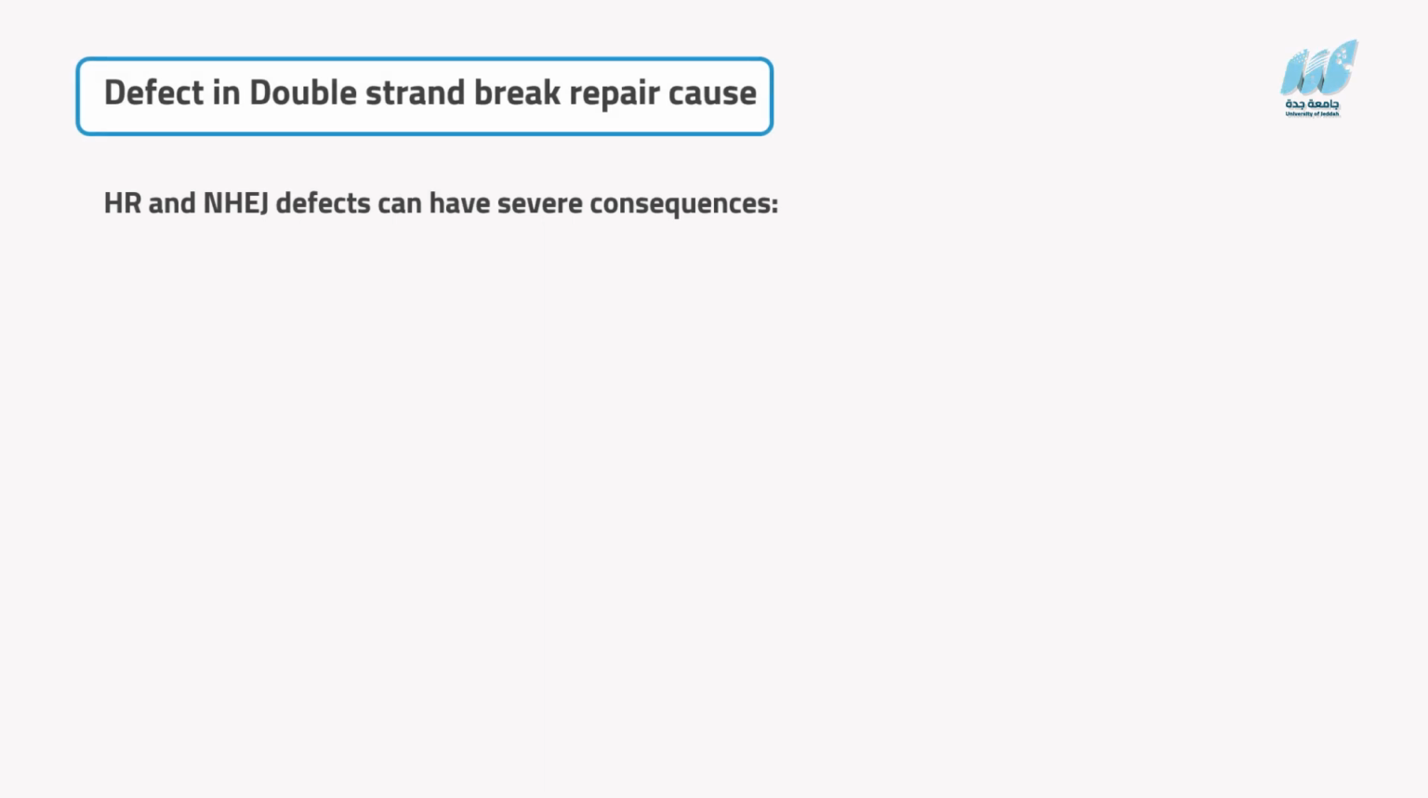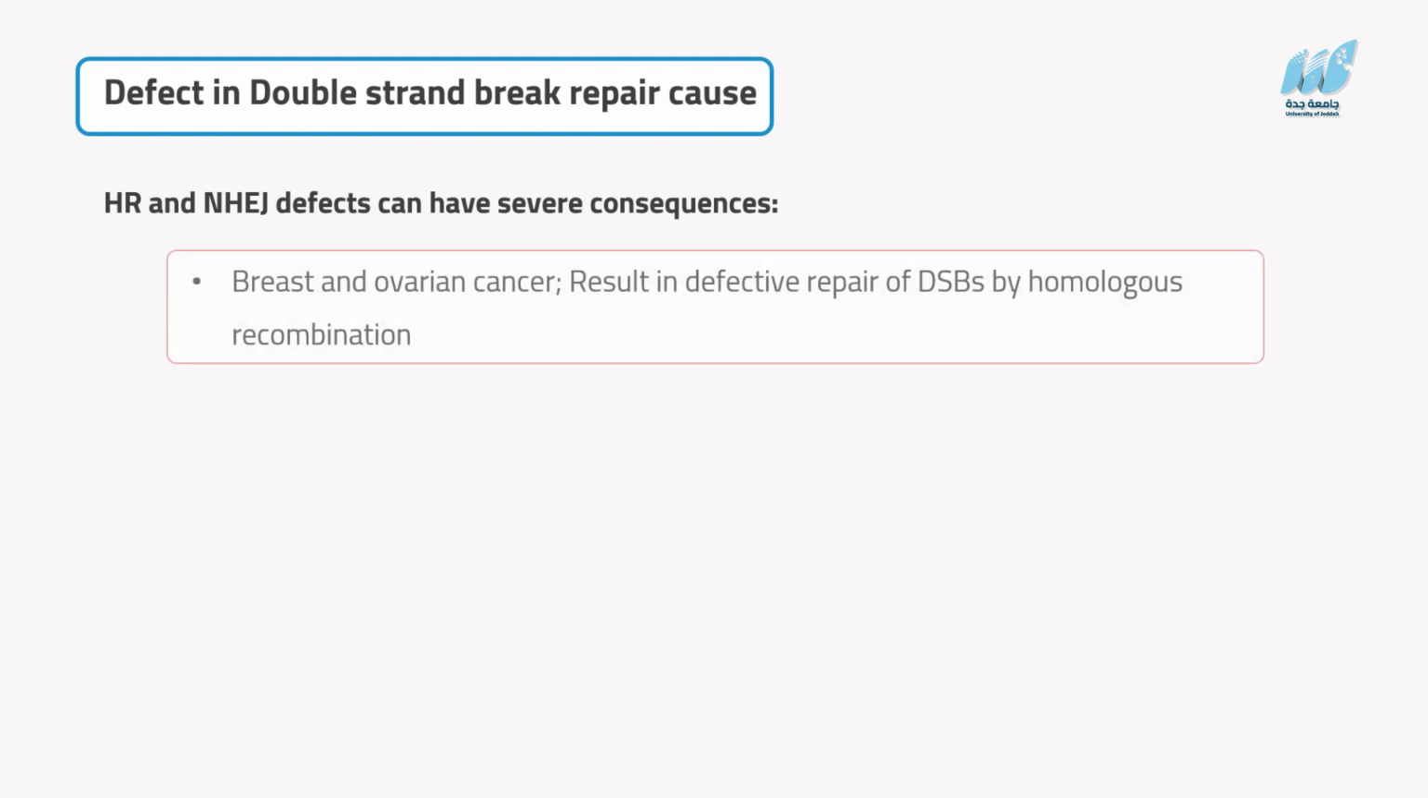Defects in double-strand break repair can have severe consequences. For example, mutations in BRCA1 and BRCA2 genes are associated with breast and ovarian cancer. BRCA1 and BRCA2 mutations lead to drastically increased chromosomal instability. Both gene products have been shown to be related to double-strand break repair.